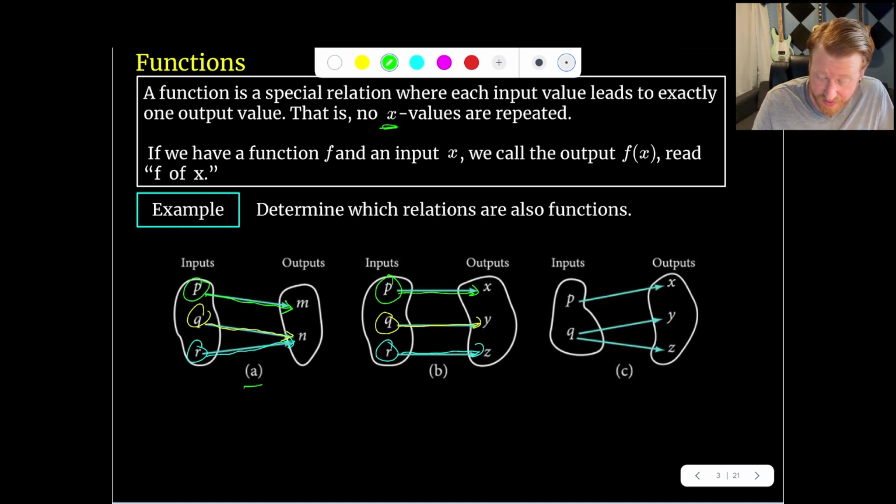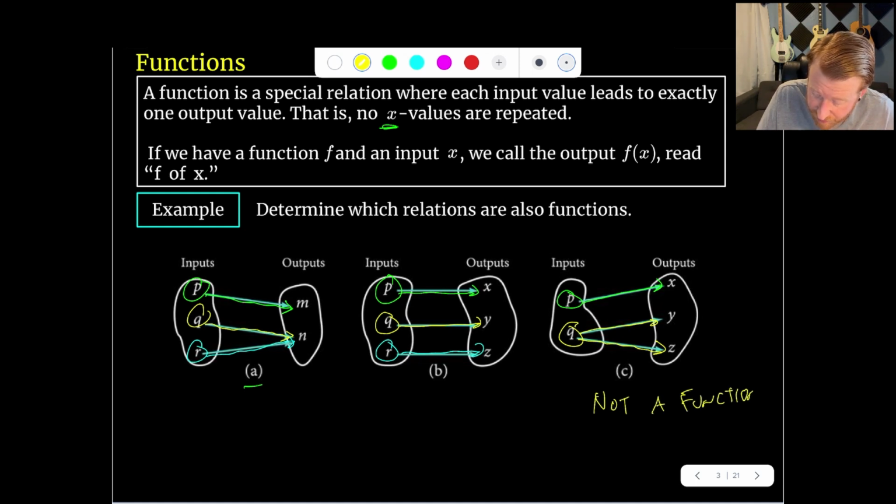So let's investigate example C here. Here we've got P being sent to X. But where we're going to run into some trouble here is that Q is being sent to both Y and Z. And here's where we have a non-example of a function. We have Q being sent to two different outputs. So this is not a function.